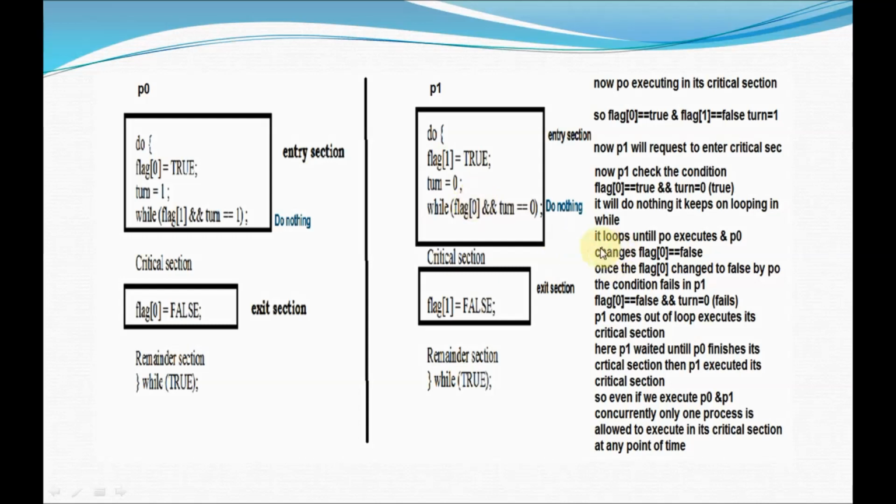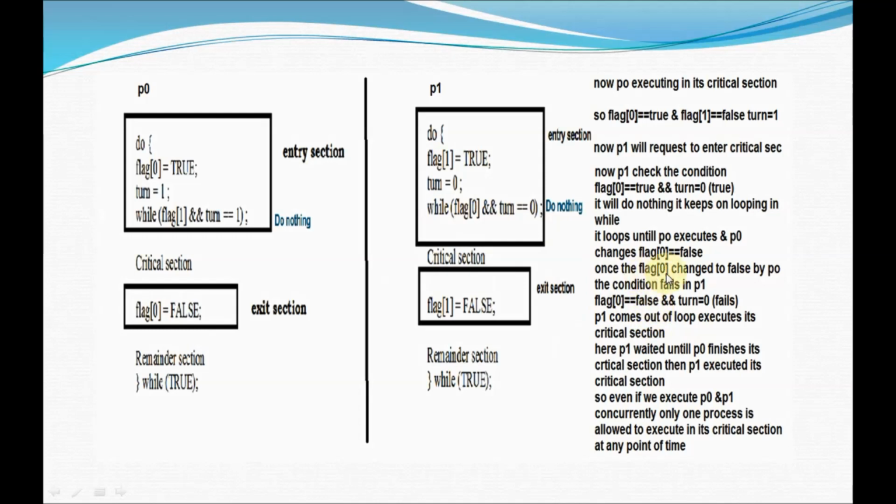It loops until P0 executes and changes flag 0 to false. See, up to what time does P1 loop? Up to the time P0 completes its execution in its critical section and changes the flag 0 value from true to false. Until that time, P1 simply loops in the while. Now we will see what happens when P0 changes the value of flag 0 to false.